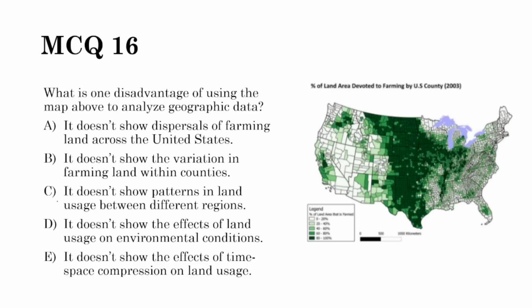A, it doesn't show dispersals of farming land across the United States. It does show that. It shows both clusters and dispersals. We can see dispersals in the New England region, in the northeastern region, or in the western region of the United States. So that's incorrect.